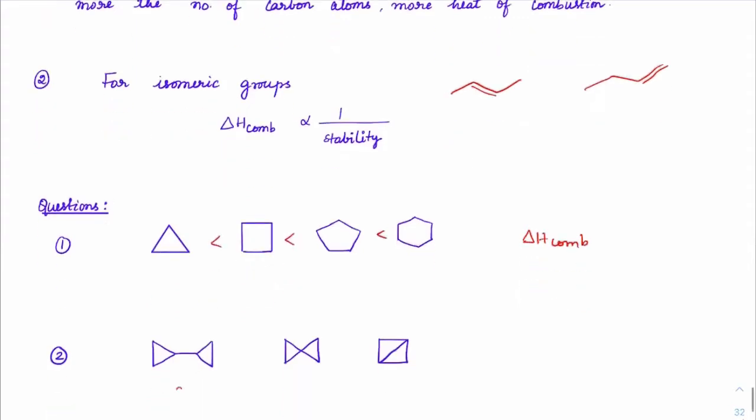Same way, here if I take this as A, B, C, count the number of carbons here: 1, 2, 3, 1, 2, 3, so 6. 1, 2, 3, 4, 5. 1, 2, 3, 4. So A is greater than B, which is greater than C. That will be the order of delta H of combustion.